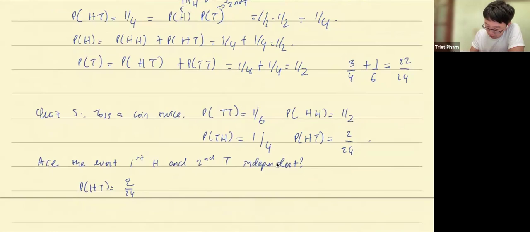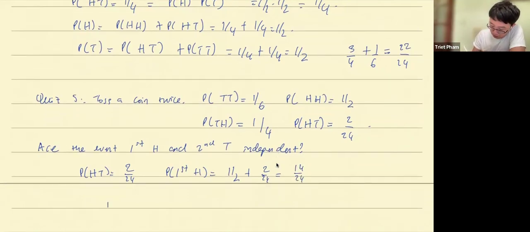What's P of first head? That's 1/2, right? Plus 2/24, right? Which is 12/24, so 14/24, right? P of second tail is 1/6 plus 2/24, right?